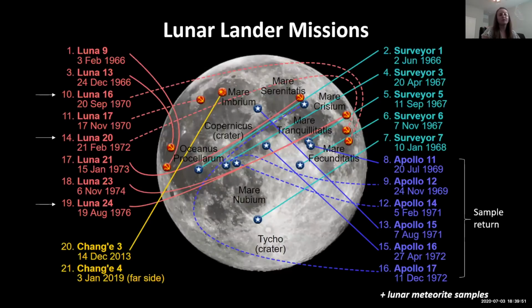So to start off with, this is a messy slide, forgive me, but this gives you an idea of how many missions have visited the moon and landed on its surface. And in particular, shown with white arrows and the white bracket are sample return missions. So those are missions that visited the lunar surface, collected samples, and then brought them back to Earth.